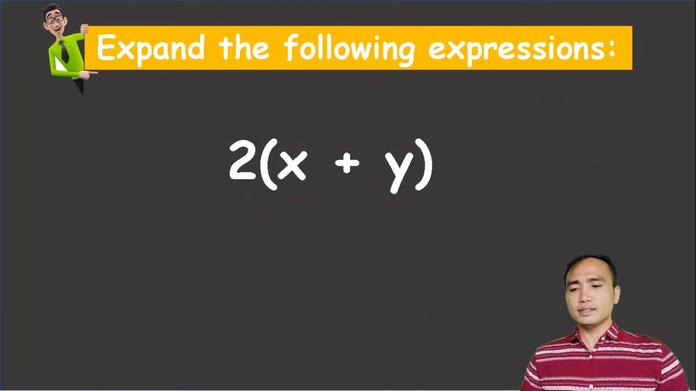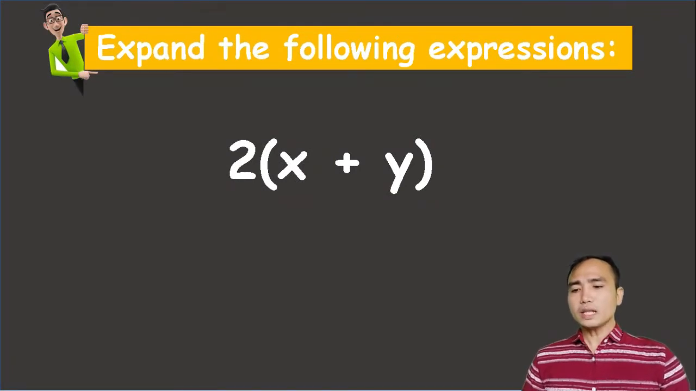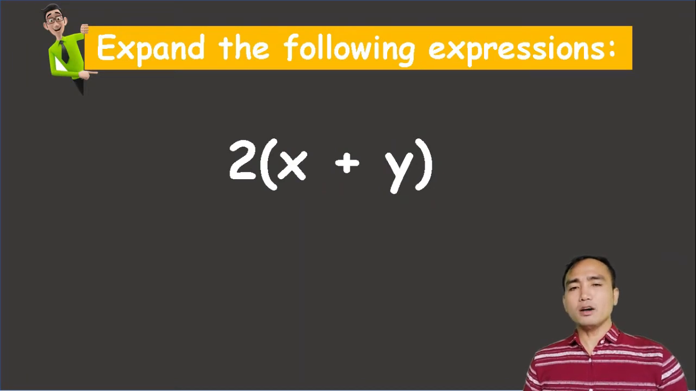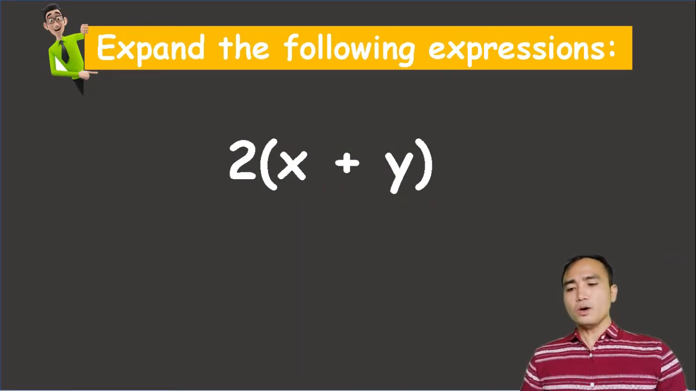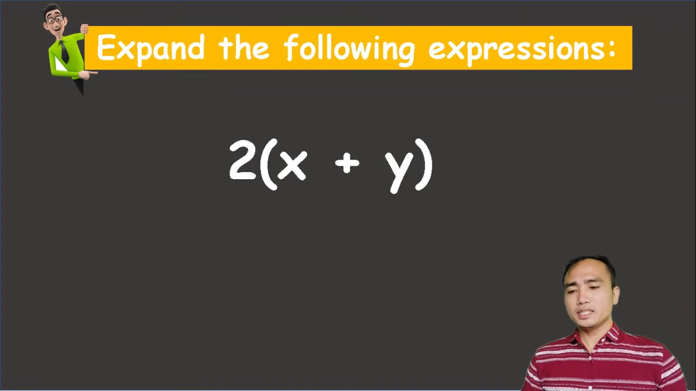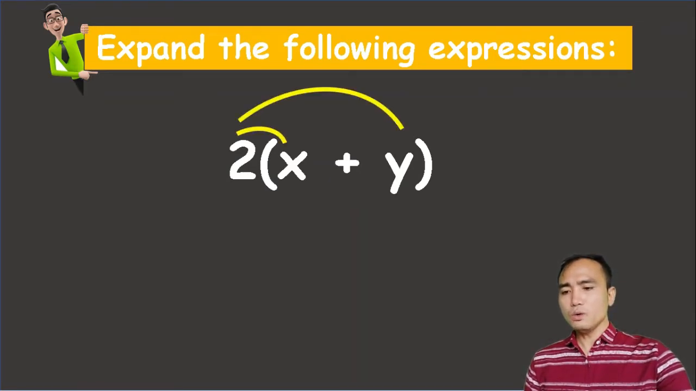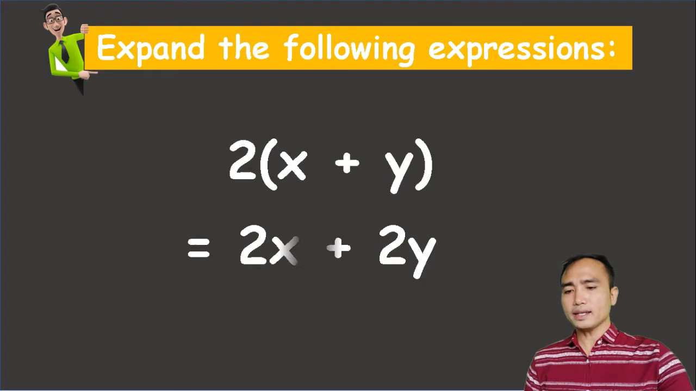Okay, let us take this simple expression, 2 times the group x plus y. By applying the property of distribution, we are going to multiply the factor 2 to each member of the group. Okay, so 2 times x is 2x plus 2 times y is 2y.